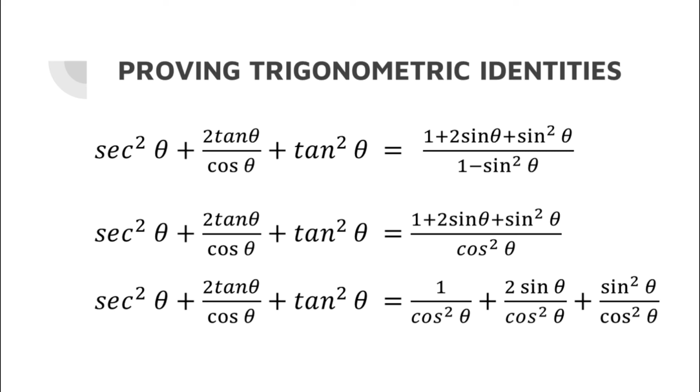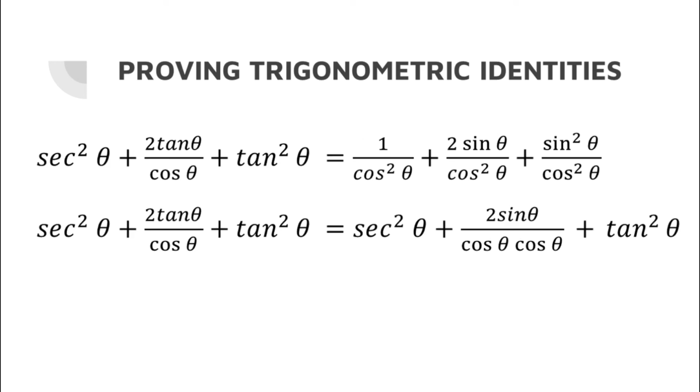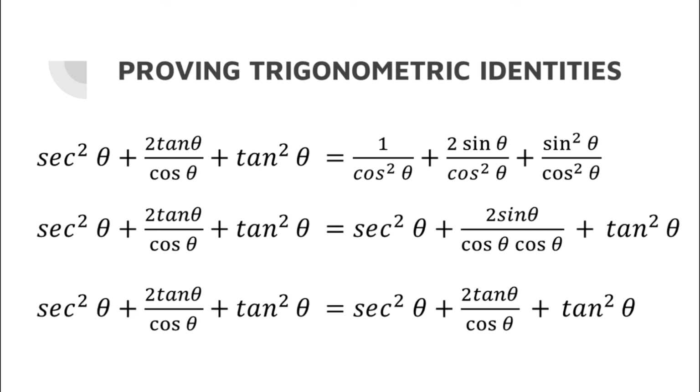So simplifying, 1 over cosine squared theta is a reciprocal identity of secant squared theta, plus 2 sine theta over cosine squared theta. We'll just factor it as 2 sine theta over cosine theta, plus tangent squared theta, since sine squared theta over cosine squared theta is a quotient identity. So we will get 2 tan theta over cosine theta in the second term by partnering 1 cosine theta with the numerator sine theta. So therefore, we prove that secant squared theta plus 2 tangent theta over cosine theta plus tangent squared theta is equal to 1 plus sine theta all over 1 minus sine theta.